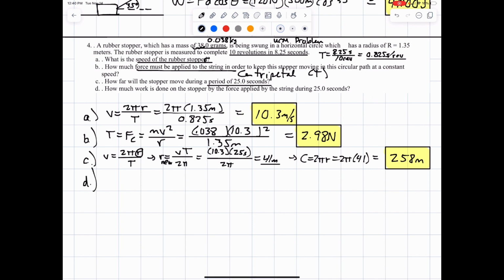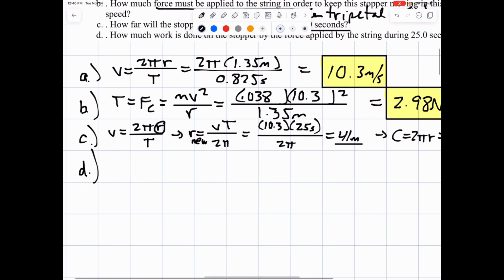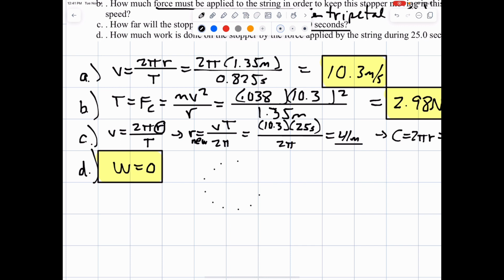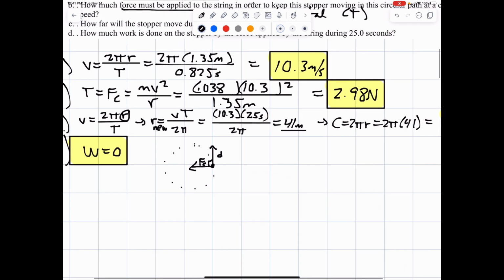Part D, how much work is done by the rubber stopper? Well, essentially work is really going to equal 0. And here's basically why. If you think about how this whole process works, your rubber stopper is being pulled in by a centripetal force. But its velocity and thus its motion and ultimately its instantaneous displacement are tangential to the force. The angle between them would be 90 degrees.